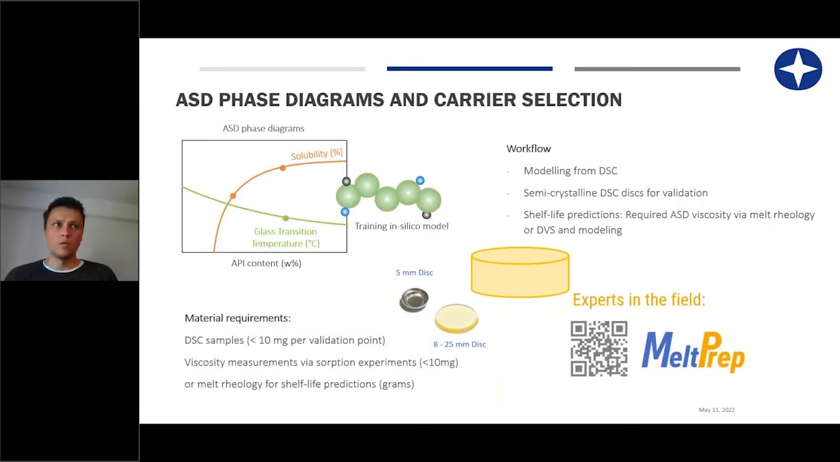Of course, we are working together with the company Meltrap here. We need viscosity measurements via sorption experiments, and we need a disk, a clearly defined surface with a clearly known surface area, in order to assess the diffusion coefficient properly. And we work with this kind of samples here and make the samples in that way.